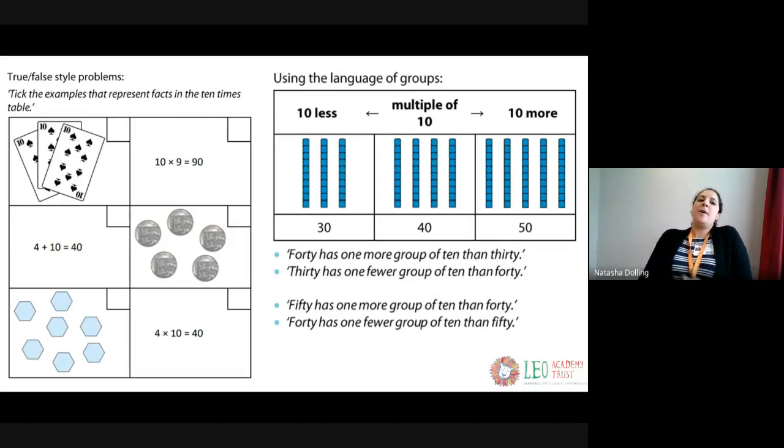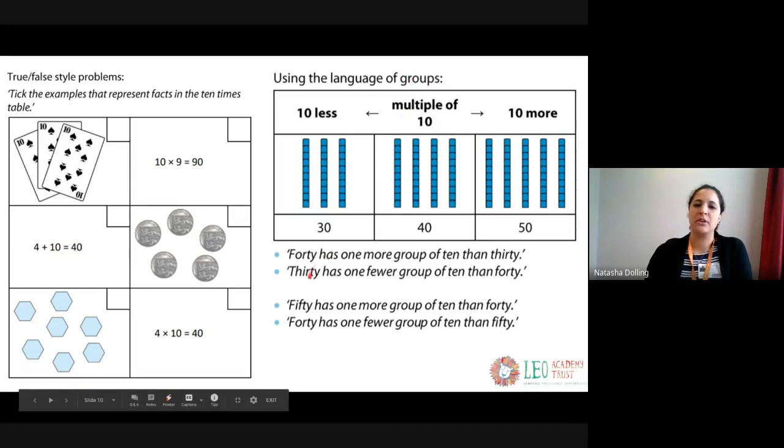Lots of matching activities and lots of ticking examples that represent facts in the 10 times table. That's a really nice pictorial way into learning the 10 times table, to give them that sense of number. So seeing 10, for example, on playing cards, seeing 10 as a 10 pence coin. And the language of grouping as well is really important. So 40 has one more group of 10 than 30, and 30 has one fewer group of 10 than 40.